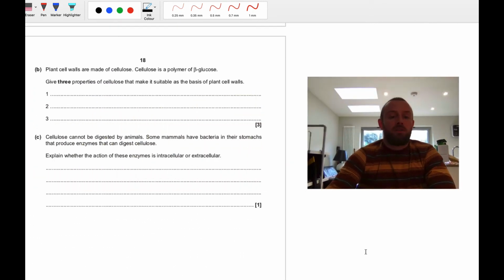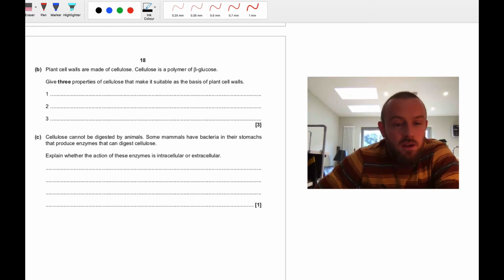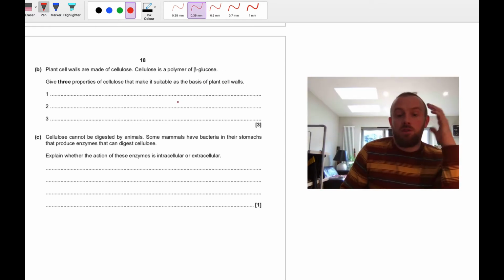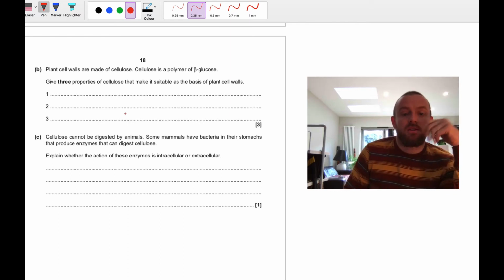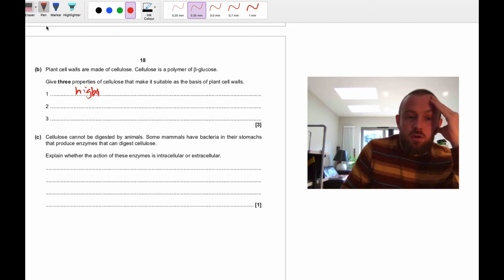18b. Plant cell walls are made of cellulose. Cellulose is a polymer of beta-glucose. Give 3 properties of cellulose that make it suitable as the basis of plant cell walls. Okay, so it has a high tensile strength. Oops. Don't just say strong. I think that's too vague. High tensile strength.